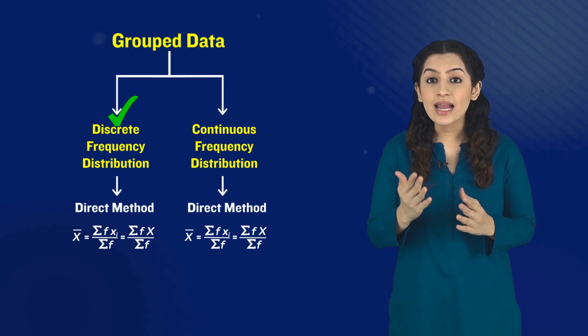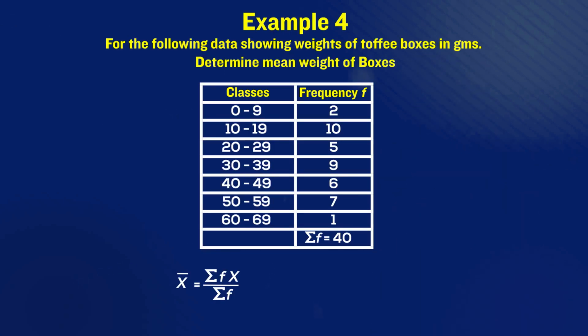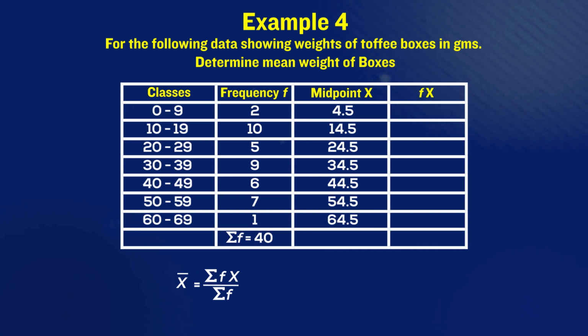Let's now use the same direct method on a continuous frequency distribution. Here, we're given a continuous frequency distribution showing the weights of toffee boxes in grams along with the sum of frequency. What we don't have is the sum of fx. We can get that too in no time. For that, we'll make another column labeled x, which will include the midpoint of all the classes or intervals. We all know how to do that. After that, simply multiply each mid value with its corresponding frequency to get fx, which will then give us the sum of fx. Time to substitute.